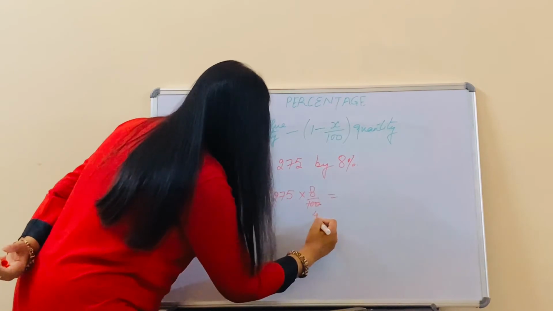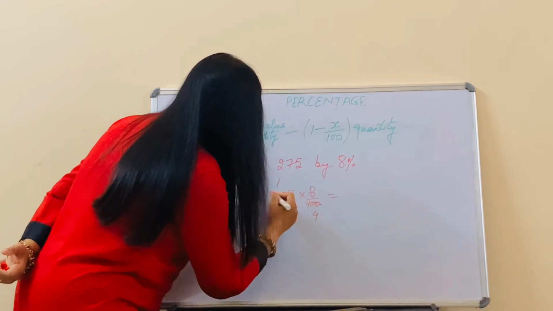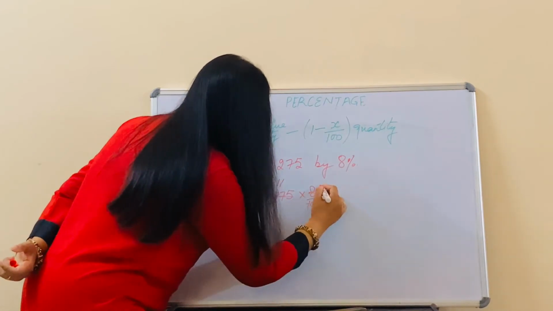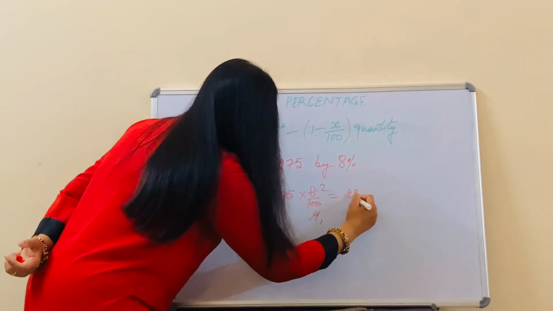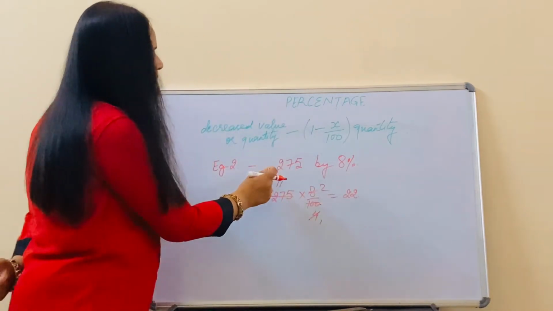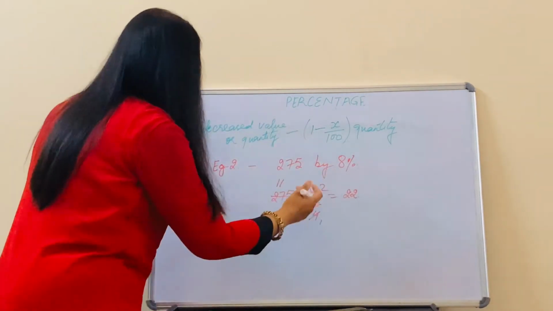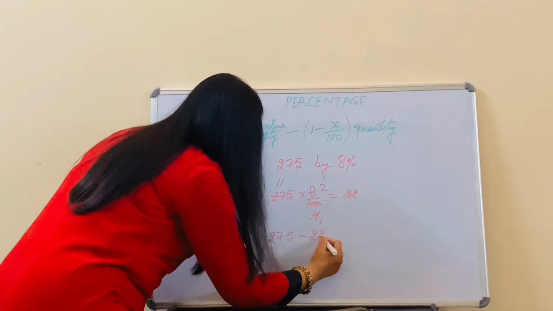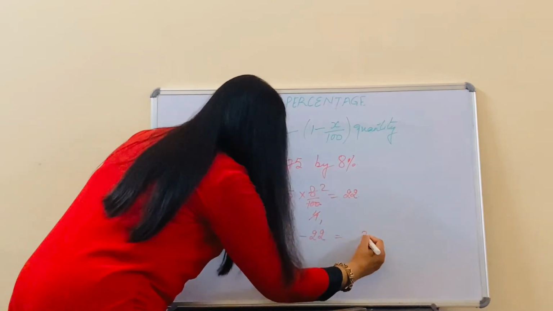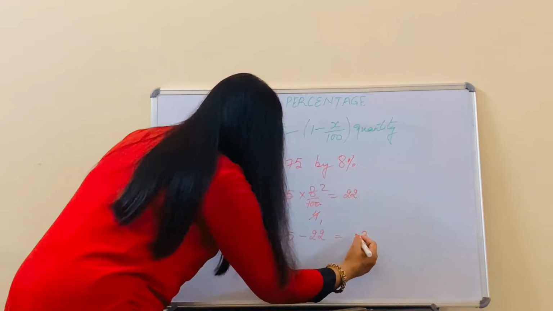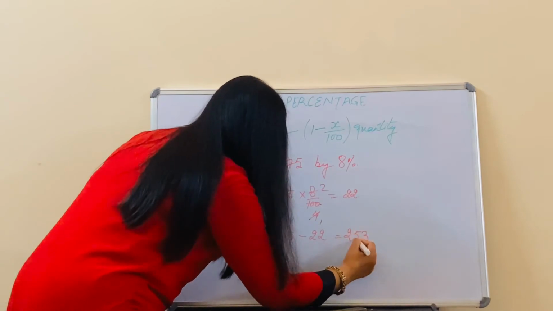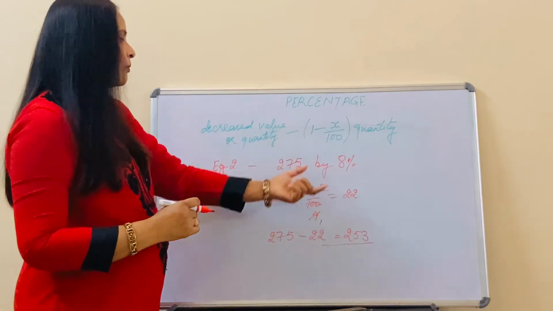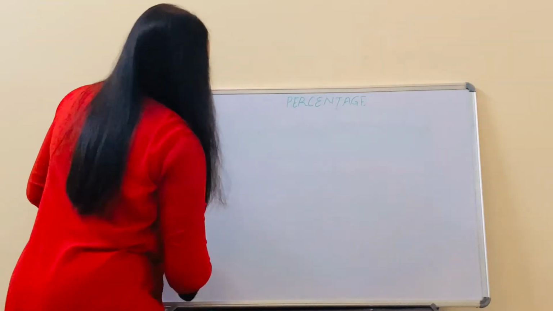It comes out to be 22. Means 275 is to be decreased by 22. So we get the number 275 minus 22, which comes out to be 253. So you can also apply the direct formula and calculate the value.